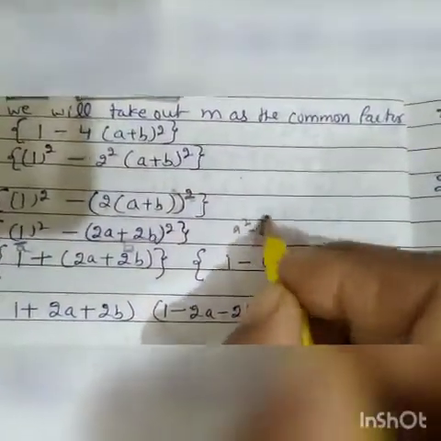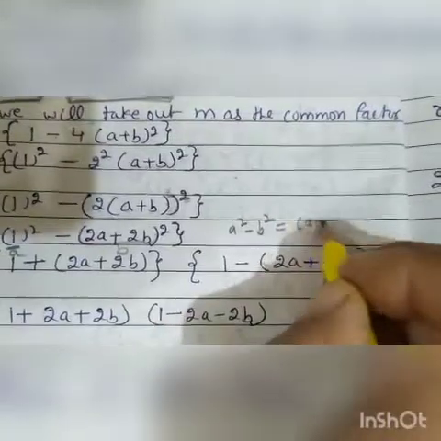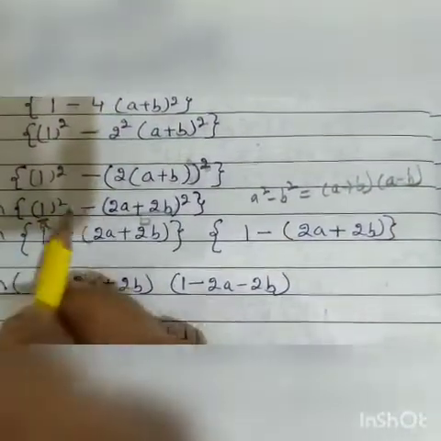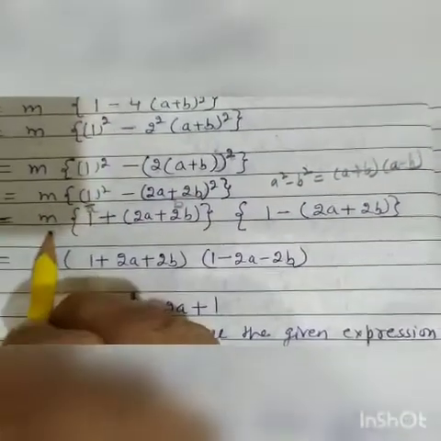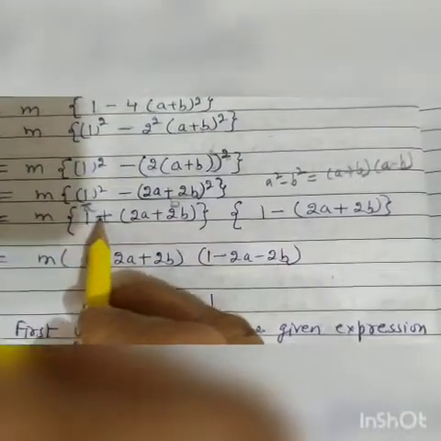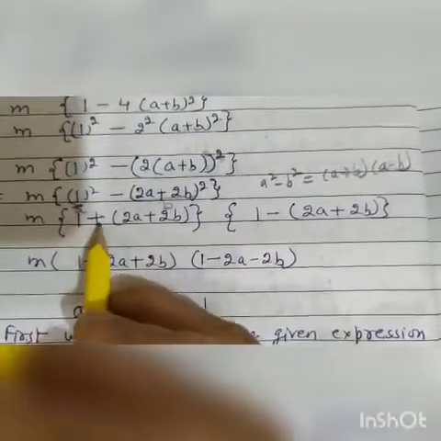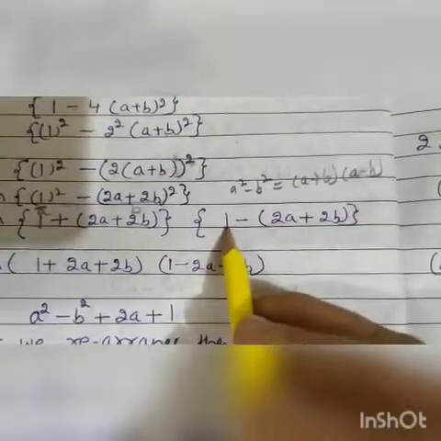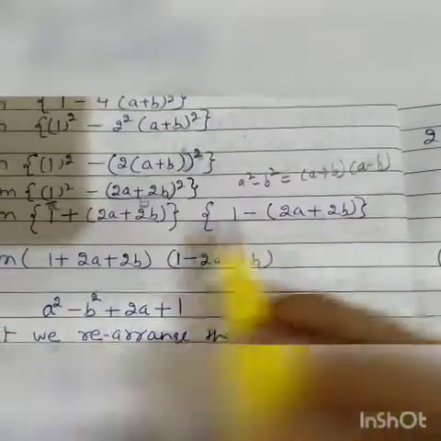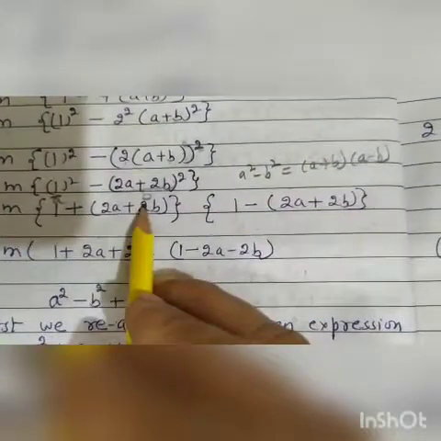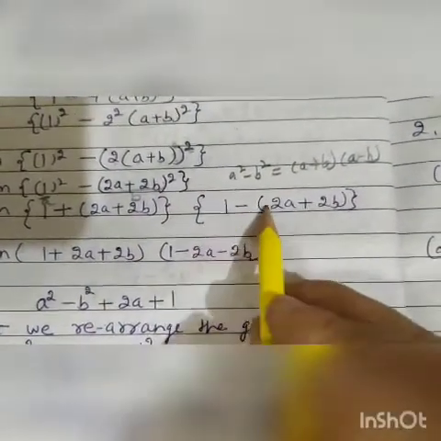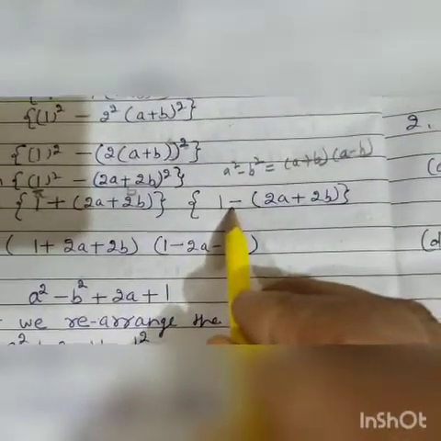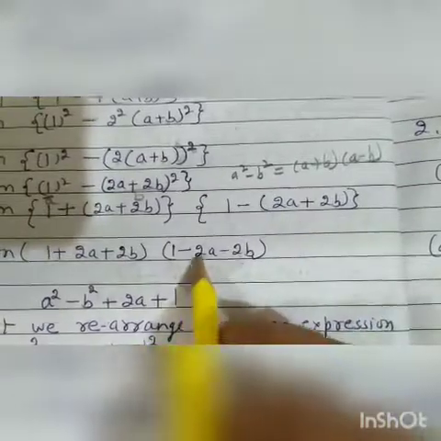Which one? a square minus b square is equal to (a plus b)(a minus b). We will use this identity here in this step. So, (1 plus 2a plus 2b), then (1 minus 2a plus 2b), that is, 1 plus 2a plus 2b, 1 minus 2a minus 2b, because outside this bracket there is a minus sign, so when we solve it, it becomes minus.